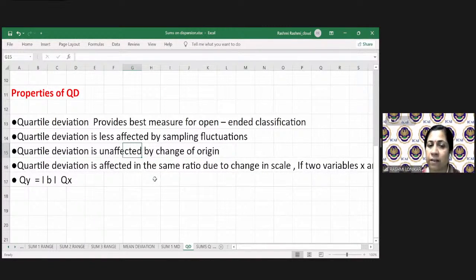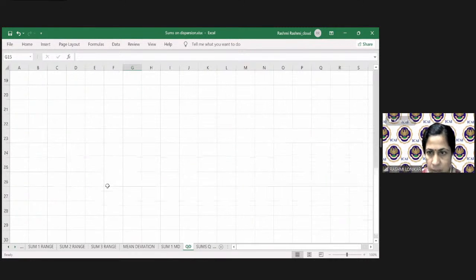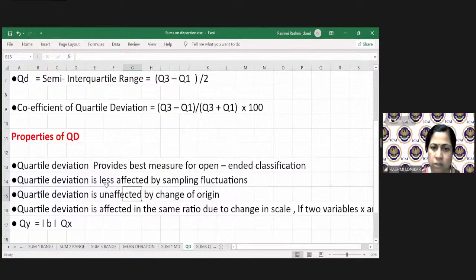Quartile deviation is unaffected by change of origin and quartile deviation is affected in the same ratio due to change of scale. तो जैसा मेरा रेंज के लिए है मीन डिविएशन के लिए, वैसी प्रॉपर्टी क्वार्टाइल डिविएशन के लिए है कि it is unaffected by change of origin but it is affected by change of scale. So QD of y will be equal to b times QD of x. Okay, so this is the small theory portion. Important question ये है, it is the best measure for open ended classification. Okay, that is a theory question that can be asked.